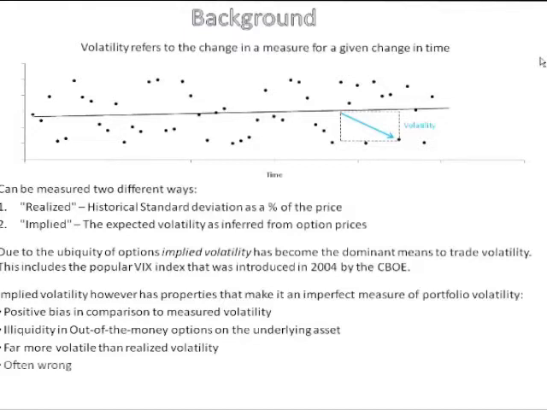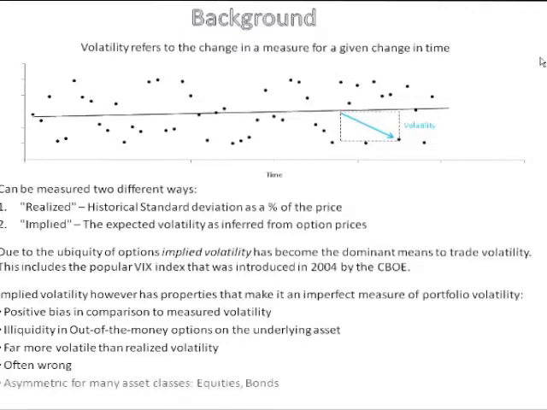Another issue with implied volatility is that it's often wrong. That is, often the markets will expect far less volatility than actually happens, or sometimes they'll predict far more volatility than what actually happens. And this is arguably one of the least disagreeable problems with implied volatility, that it doesn't work sometimes. It just doesn't gauge it right every time.